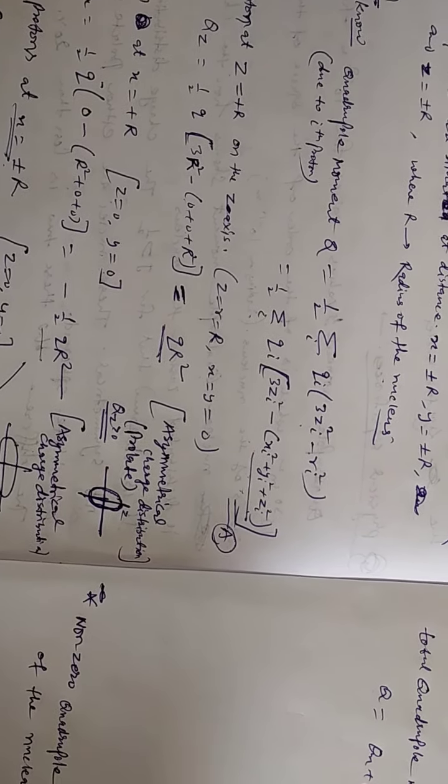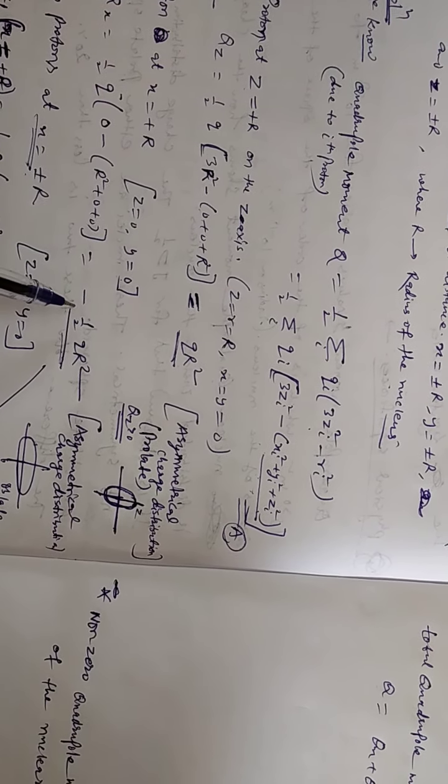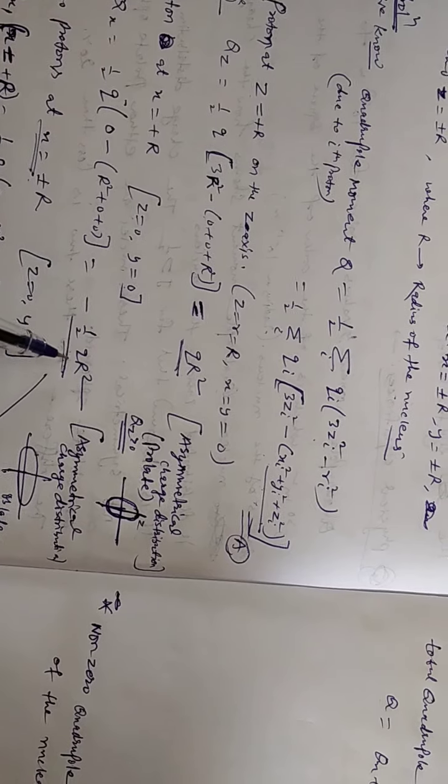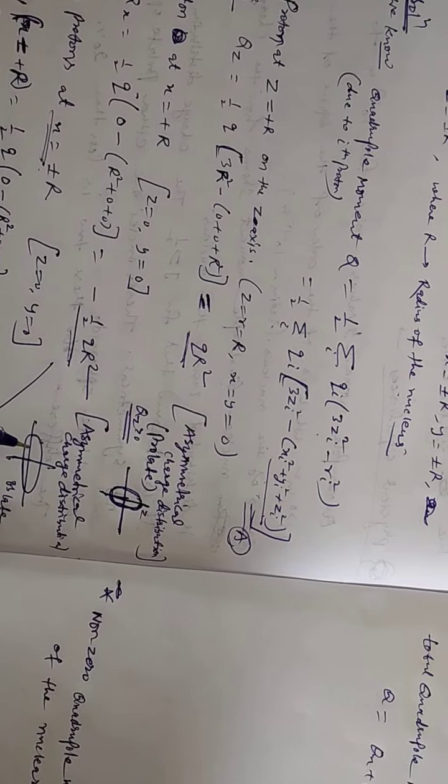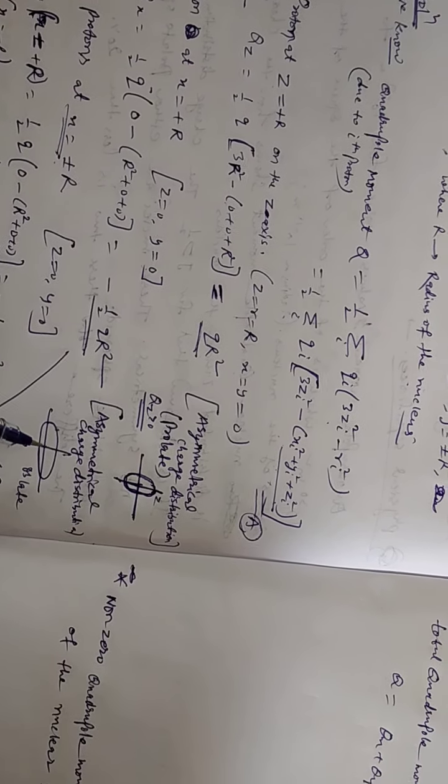Now the second case: this is negative and not equal to 0, so the charge distribution is asymmetrical, or not symmetrical, and this is the case of oblate spheroidal. Oblate means the charge distribution is stretched perpendicular to the z direction.